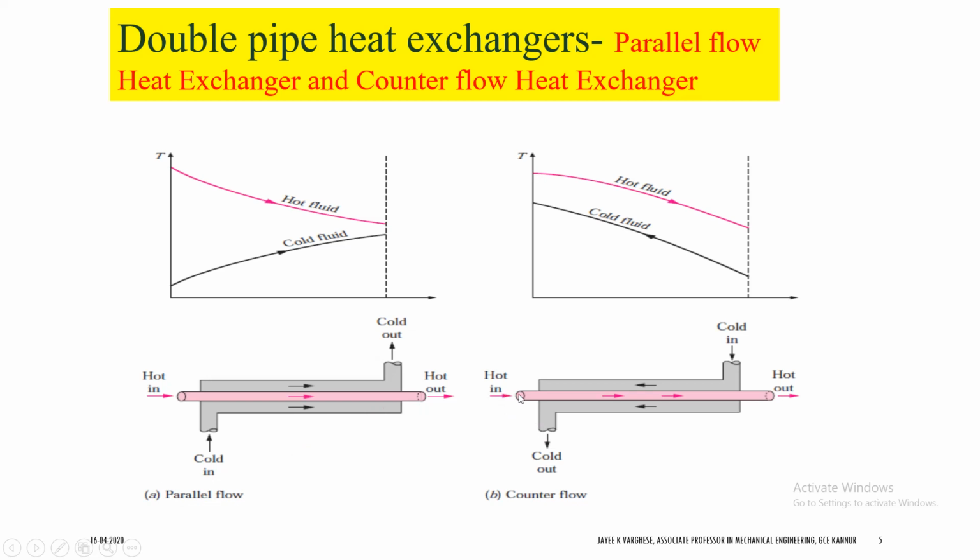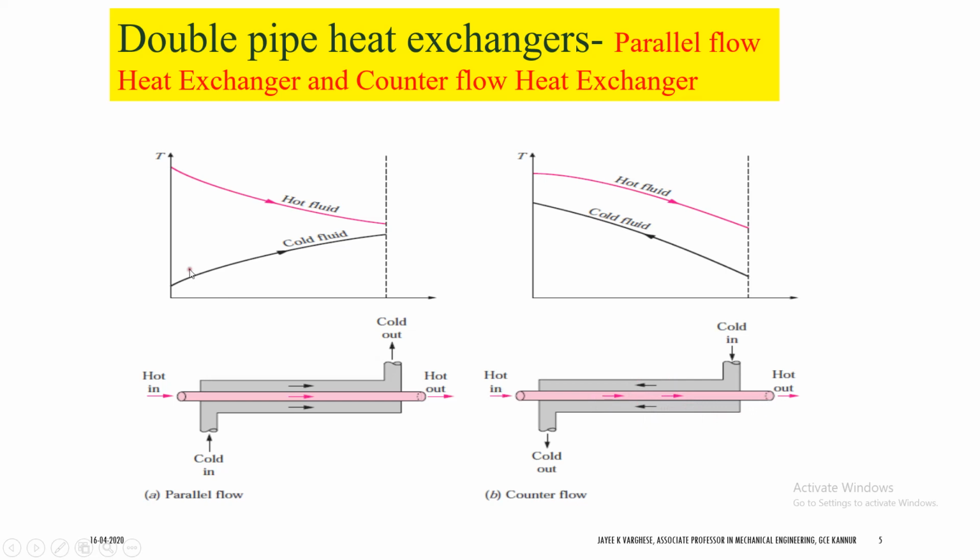So here we can see that the hot fluid enters at the left end of the inner tube and leaves at the right end, whereas cold fluid enters at the right end and flows in the opposite direction and leaves in the left end. So here we can see that the arrow shows the directions. This is the hot flow direction and the black arrow shows the cold flow directions.